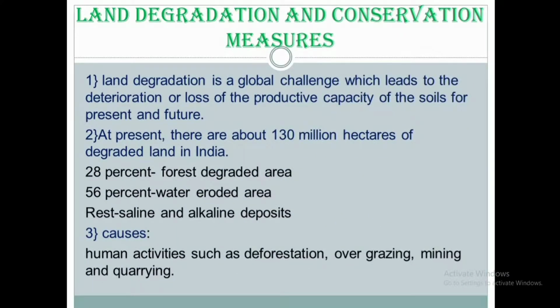Now, land degradation is a global challenge which leads to the loss of the productive capacity of the soils for present and future. At present, there are about 130 million hectares of degraded land in India, in which 28% is the forest degraded area, 56% is water eroded area, and the rest is saline and alkaline deposits. The causes for this could be human activities such as deforestation, overgrazing, mining, and quarrying. Let's have a look at some of its examples.